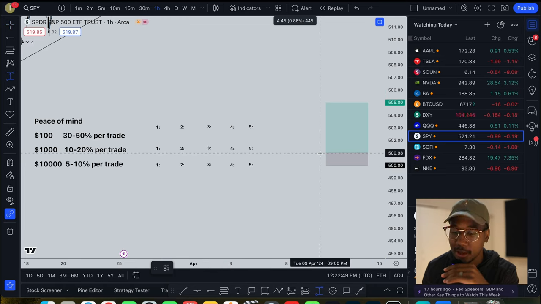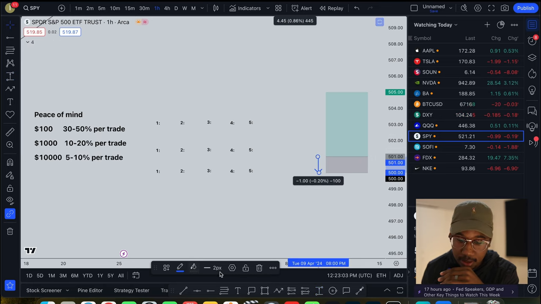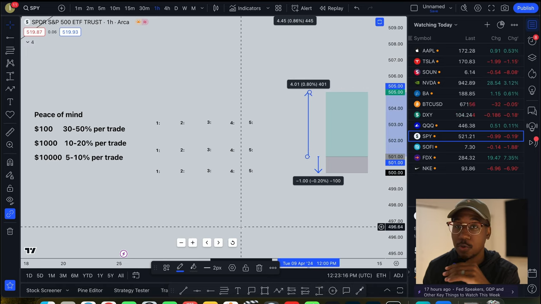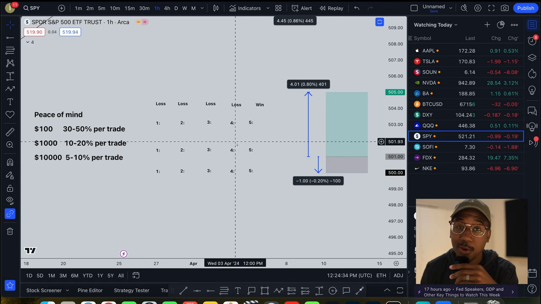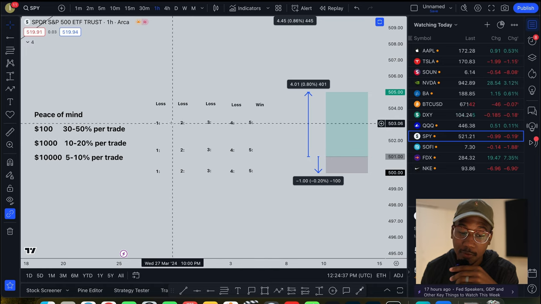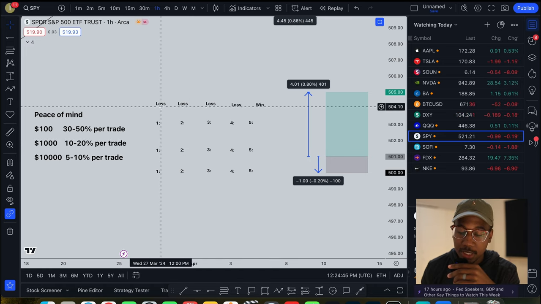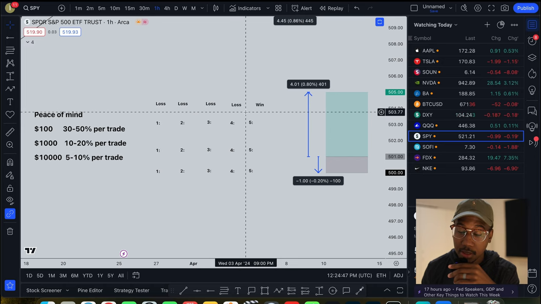Right here, I have set up a trade, 20% downside, and the upside is 80%. And what we're going to do is take a look at how this affects your account, how it dwindles it down. So the way we have it set up is for each of these account sizes, we're going to be taking a look at four losses and a win.